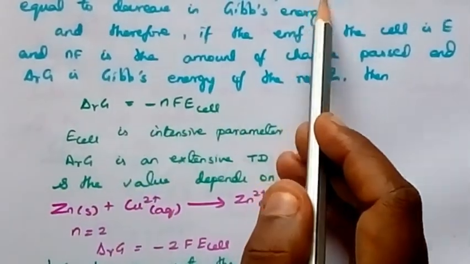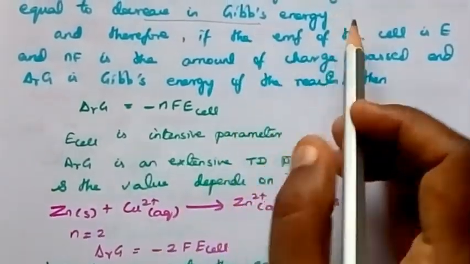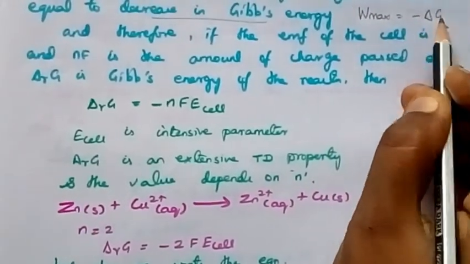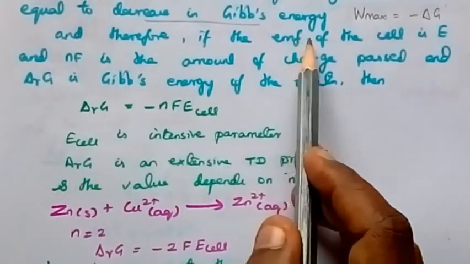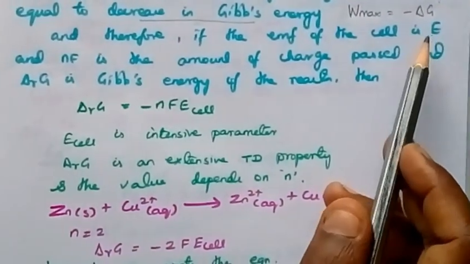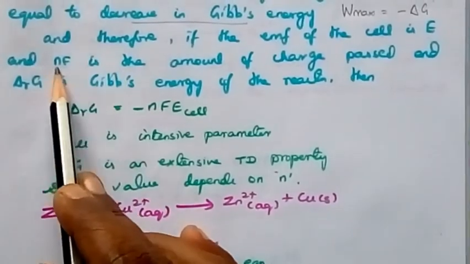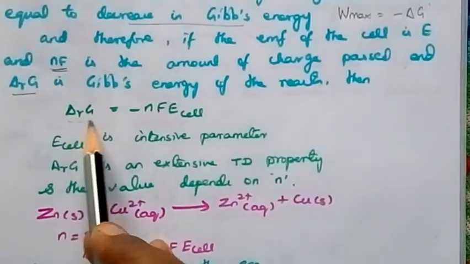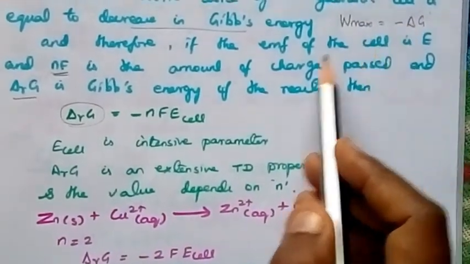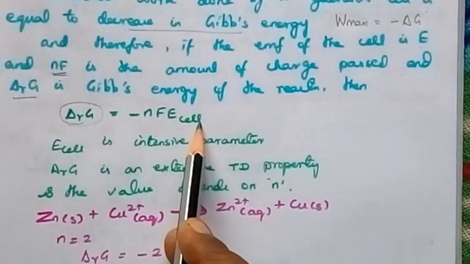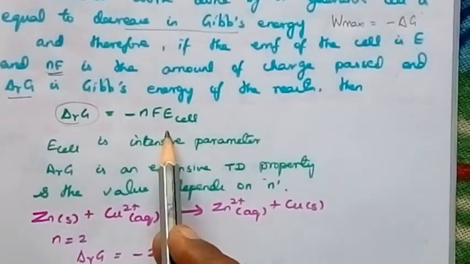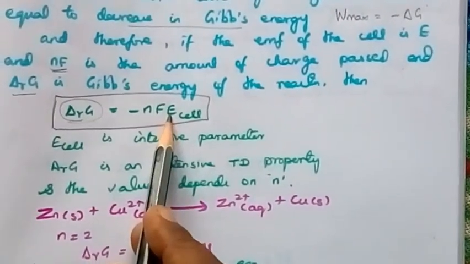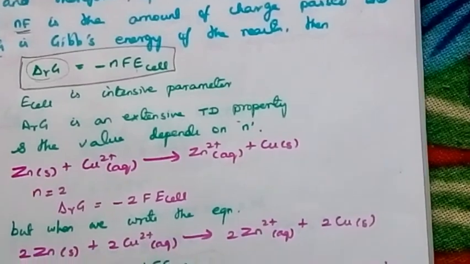And the reversible work done by a galvanic cell is equal to the decrease in free energy. That is, reversible W max is equal to minus delta G naught. Therefore, if the EMF of the cell is E, and NF is the amount of charge passed at delta G, we can write W max is equal to minus NF E naught of the cell. This is the relation between free energy and EMF. From this, we are going to find the free energy.